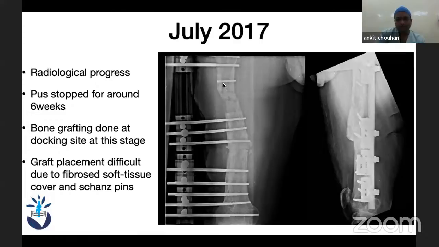One of the pins in the proximal fragment had bent, so it was replaced. At the time of bone grafting, I did some freshening up of the areas to improve the contact. So there was definite radiological progress as well as clinical progress. The patient was starting to bear weight, and for almost 6 to 8 weeks there was no pus discharge.